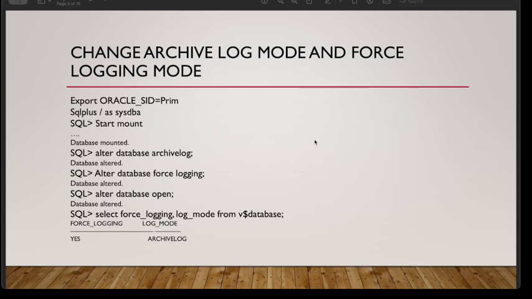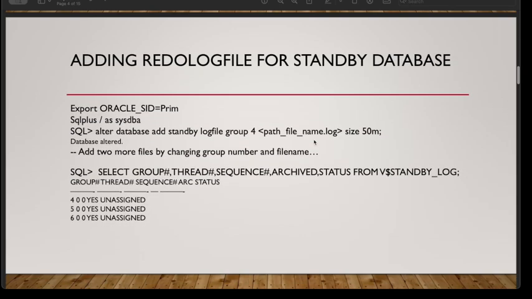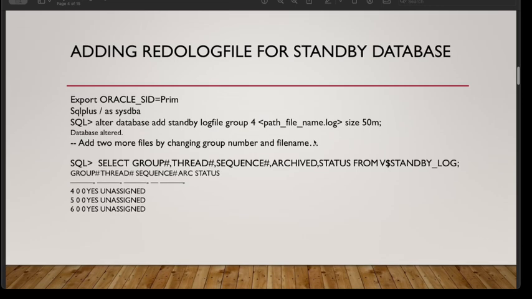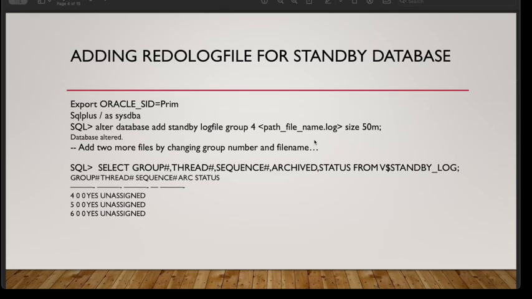After enabling force logging, we will open the database, and for that we will run the alter database open command. Select force_logging, log_mode from v$database to see that force logging and archive log are on. Or you can also write the archive log list command to see if archive log is enabled. It will show you.